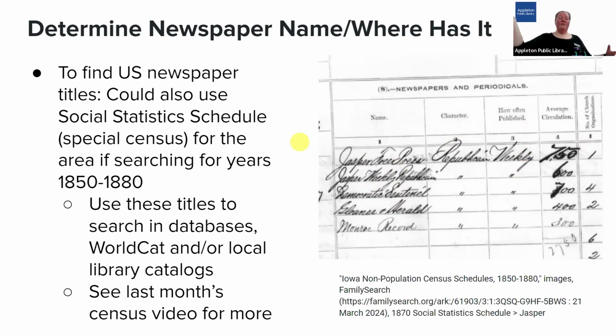And then of course you could do what I already showed you: look in those databases that we're going to look at in a few minutes that have the digitized newspapers, or search in WorldCat, or search in those local libraries to see, okay, who has this Jasper Free Press that I'm looking for? And again, if you missed our census talk, there's a video recording on YouTube that you can go refresh your brain on what it is and how to find these social statistics schedules.